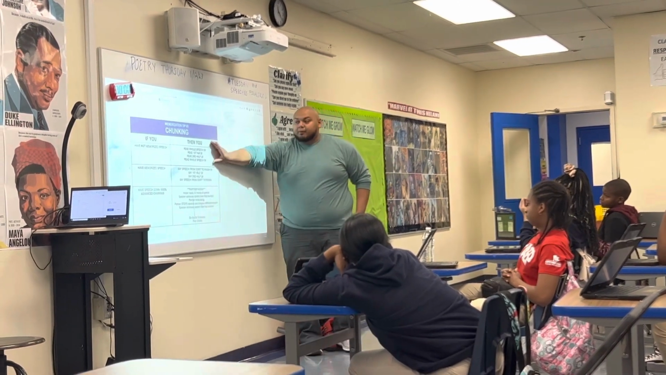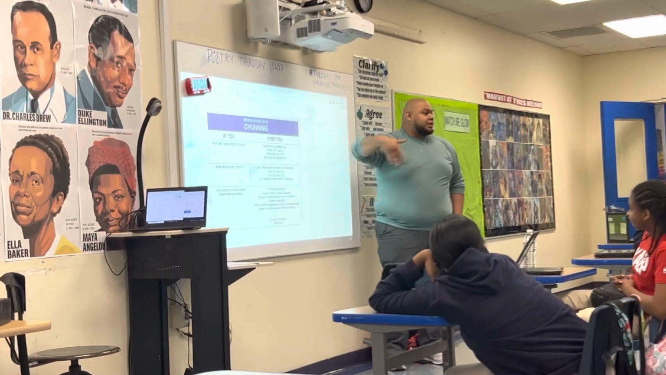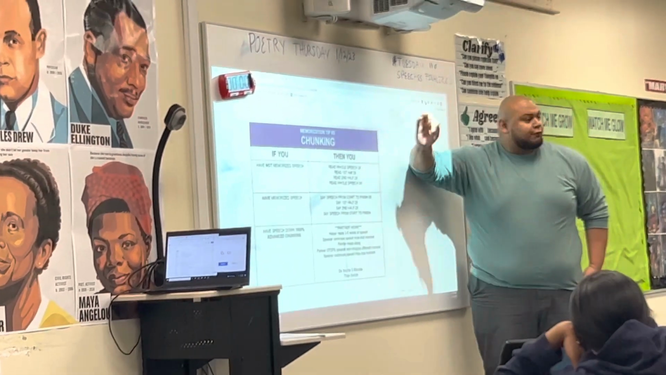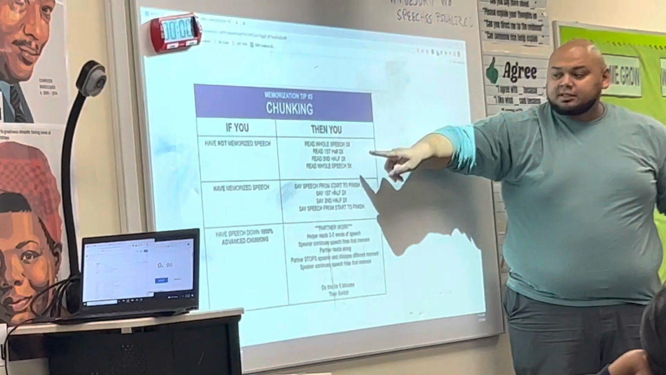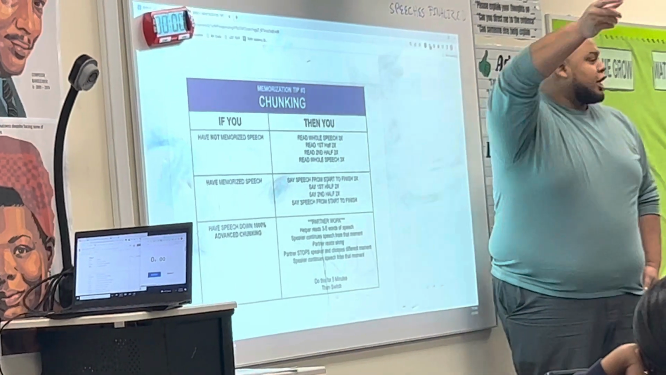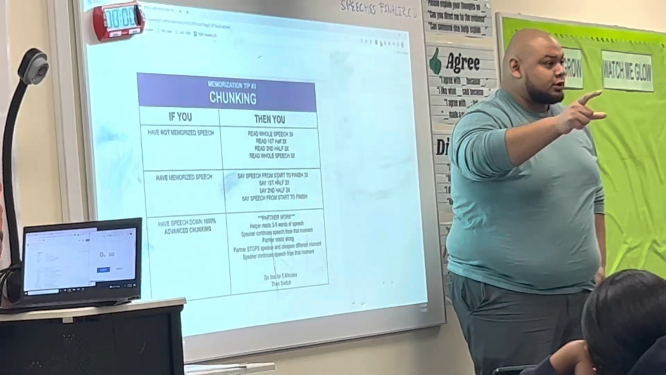So if you have not memorized your speech, you're going to read the whole speech 3 times. Then you're going to read the first half 3 times or 2 times. Then you're going to read the second half 2 times. And finally, you're going to read the whole speech again. You're going to try to memorize it at different parts.